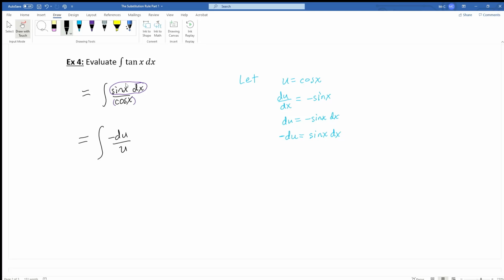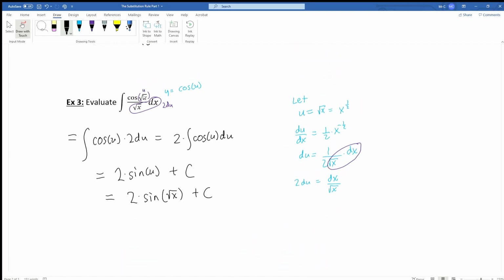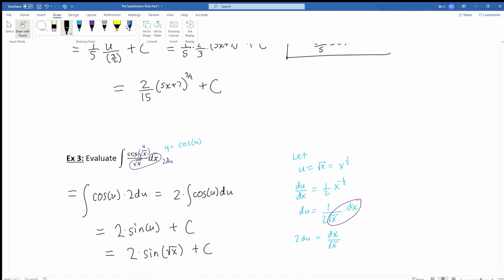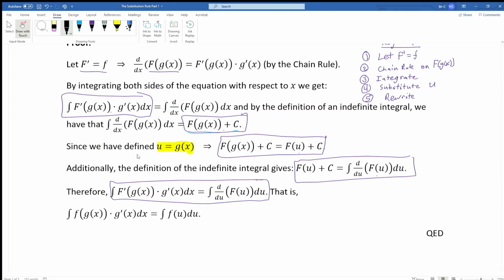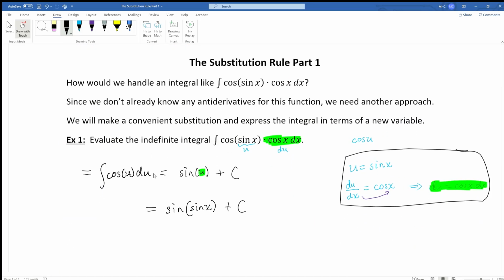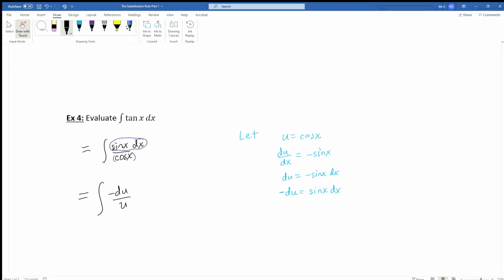Now you might not really see it, because in these cases the composition of functions was obvious. If we look at our previous examples, we've got the square root of x plugged into the cosine. We've got the 5x plus 7 plugged into the square root. We've got the sine of x plugged into cosine here. There is still a composition of functions here. It just doesn't look as obvious. The composition here is with the function 1 over u.